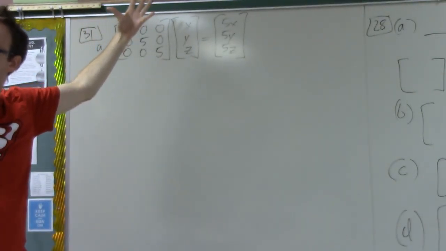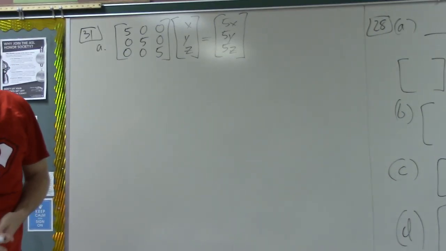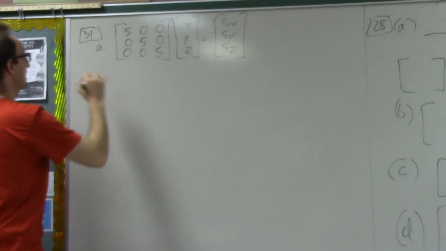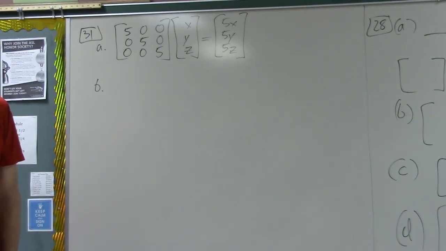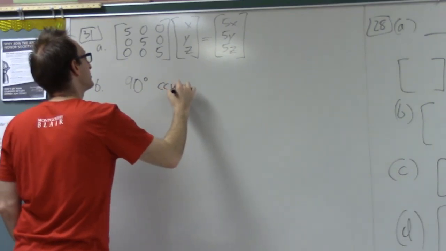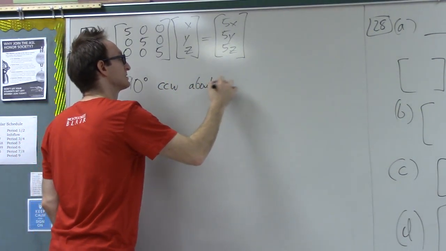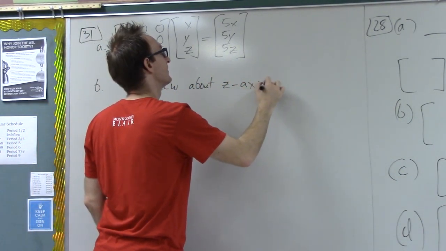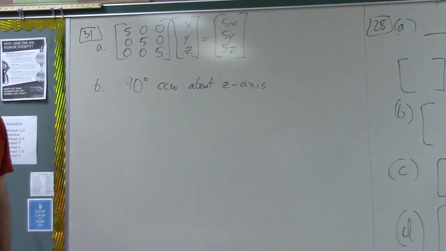Dilates by scale factor 5 about the origin, in space. Okay, and now things are getting a little harder. B says, find a 3x3 matrix that rotates figures in space by 90 degrees counterclockwise about the z-axis. Again, I'm a little bit upset with Forster, because it's a little bit vague. You really should say, does anyone have trouble with this, like I did?